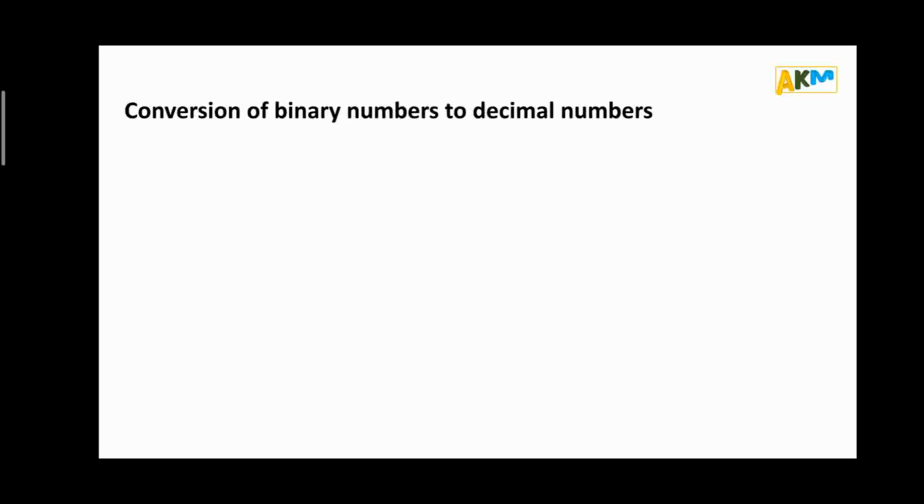Dear friends, we have just learned to represent a binary number. Now we are going to see what the value of a binary number is in the decimal system, that is, conversion of binary numbers to decimal numbers. Before explaining this conversion, let's see the expansion in the decimal system, that is, how a decimal number can be expanded.